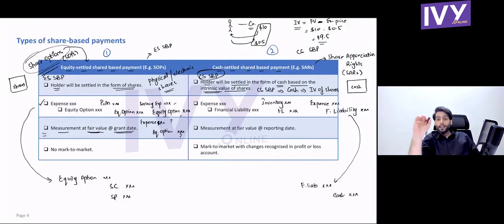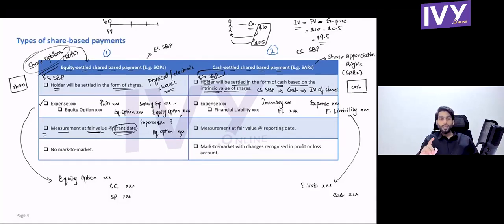Whenever you make this accounting entry, now listen carefully. Whenever you make this accounting entry of an equity settled share-based payment transaction, you are going to make it by fair value, and fair value which is at the grant date. Now remember, grant date is the first date. We are not talking about reporting date. We are talking about grant date. You remember year zero date, the date at which options are granted. The fair value at the grant date is going to be used to record this accounting entry, expense debit, equity option credit.